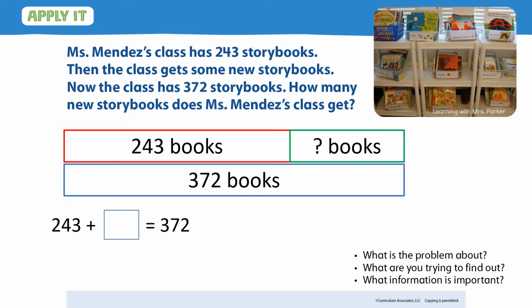Or maybe you thought of this as a subtraction problem. Maybe you thought about the 372 books the class has after the new books were brought in. You took away what you started with before the new books were brought in, and that would tell you how many books were in that box. So this one you could also do as a number line, jumping back on your number line.